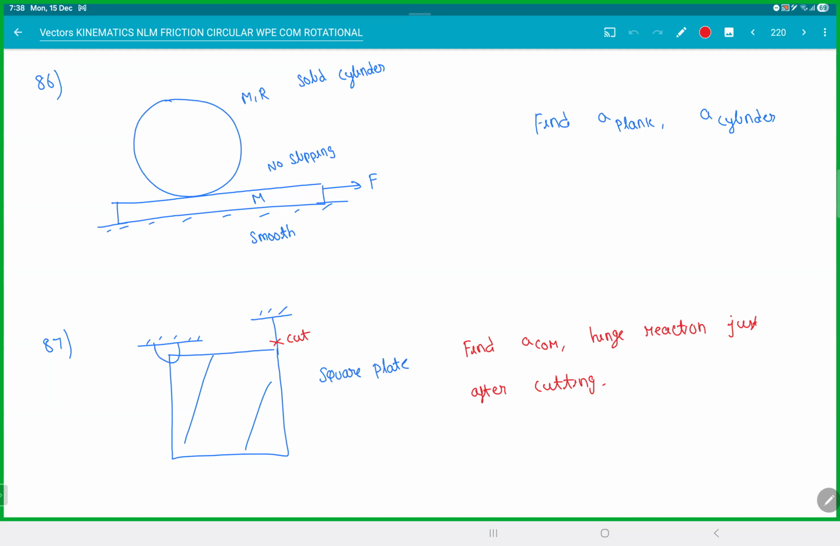Second thing, square plate hinged at one end. If both are strings, that would be a much better question, but that would be advanced level only. So let's keep it simple. Acceleration of center of mass, find the hinge reaction just after cutting. Still a good one though, for a mains one.